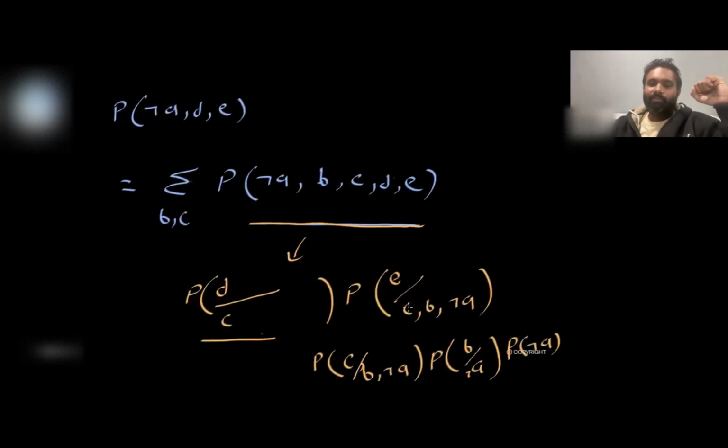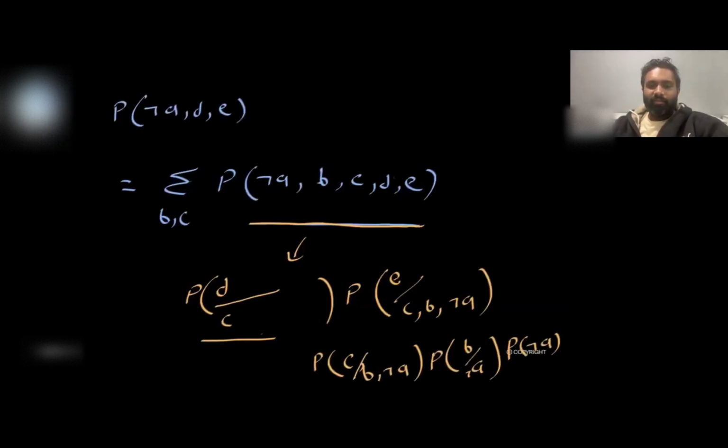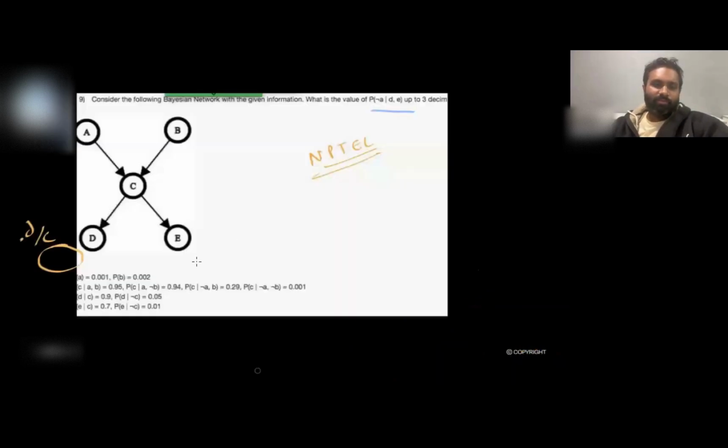Can you simplify this term, E given C, B, A complement? Again, the same thing. Conditioned on C, it is independent of everything else. So you can just eliminate A and B in this scenario, and E given C is there. You have a different table where E given C is also present, so E given C you can just get from this particular table: 0.7.